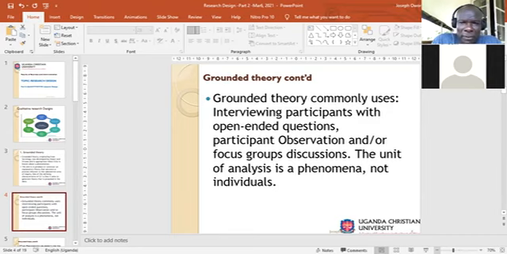There's also focus group discussion. So all these three methods of data collection can help you to generate grounded theory. And the unit of analysis in grounded theory is a phenomena, not individuals.